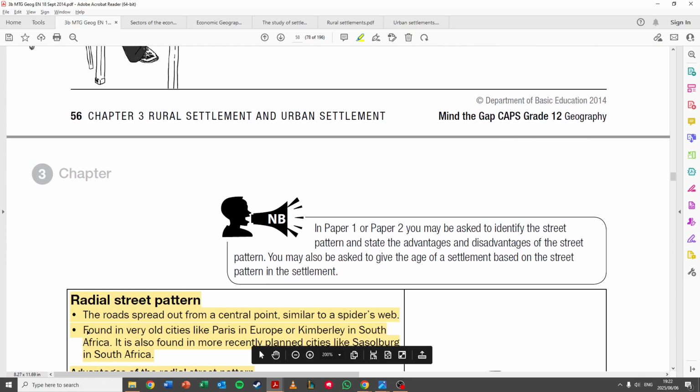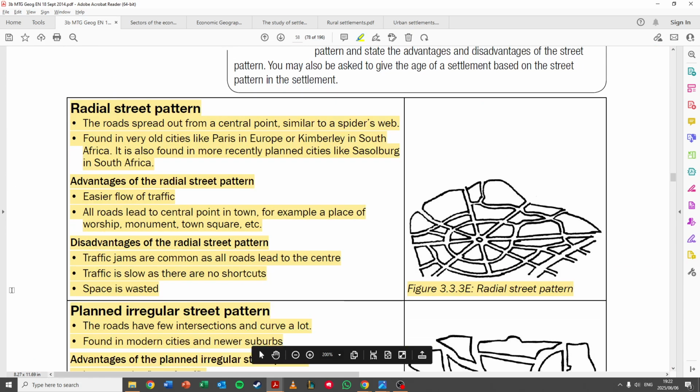Okay. Then we have a radial street pattern. Now this is where you have a center point and all the roads spread out from that particular center point. This is found in some very old cities like Paris in France, or Kimberley in South Africa. Recently they have started to implement this into more cities, but it's still not the one that the majority of urban planners prefer.